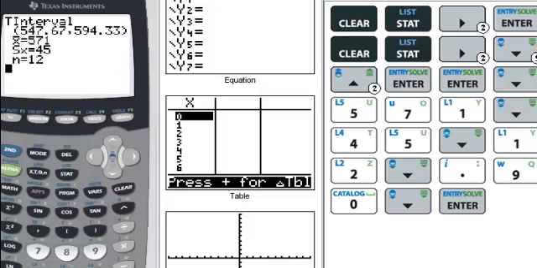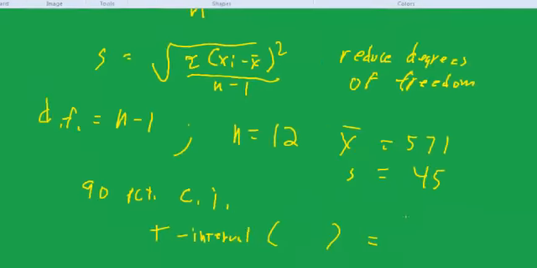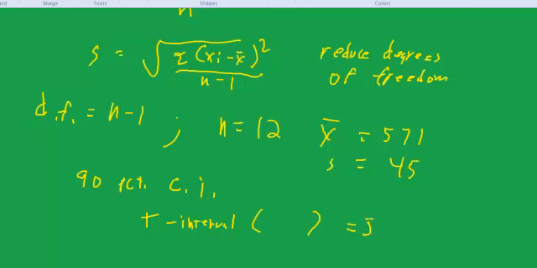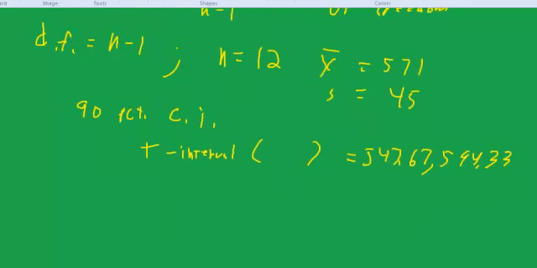Okay, and it says the interval is 547.67 to 594.33. So that would be a 90% confidence interval using these t methods. And that's kind of what you really need to know about calculating a t interval.